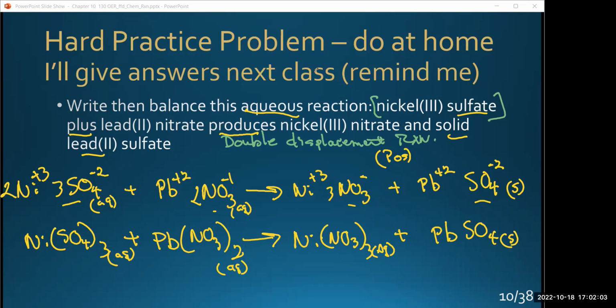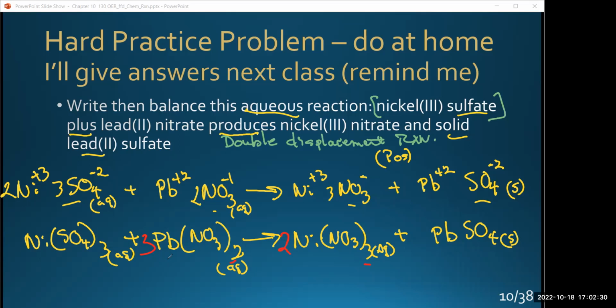3 nitrates on the right-hand side and 2 on the left-hand side. So I can put a 3, common number 6, right? So if I put a 3 in front of lead nitrate and I put a 2 in front of nickel nitrate, guess what? All of my nitrates are balanced. I've got 6 nitrates on the right, 6 on the left, okay?